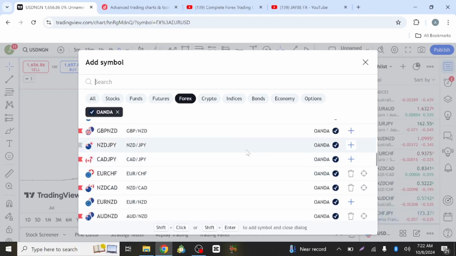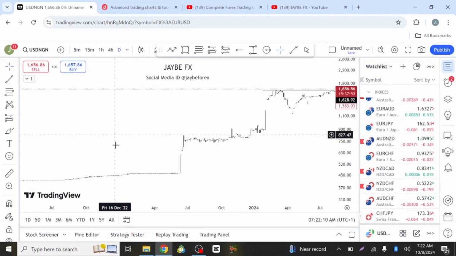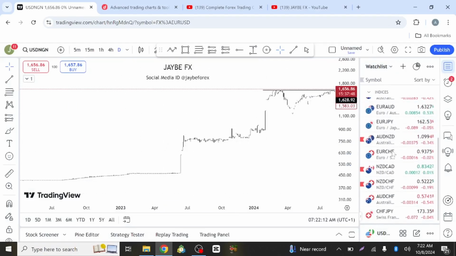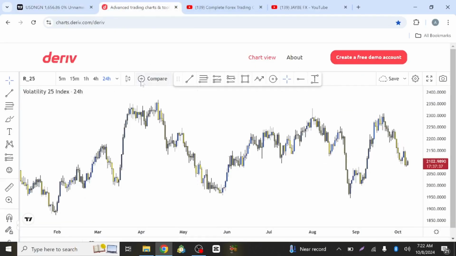For now, I think we just have to work with this pair. These are the bunch of pairs. You don't have to trade every single one of them. You just have to backtest to see which one respects your strategy the most. Now, coming back to Deriv indices, the same thing.